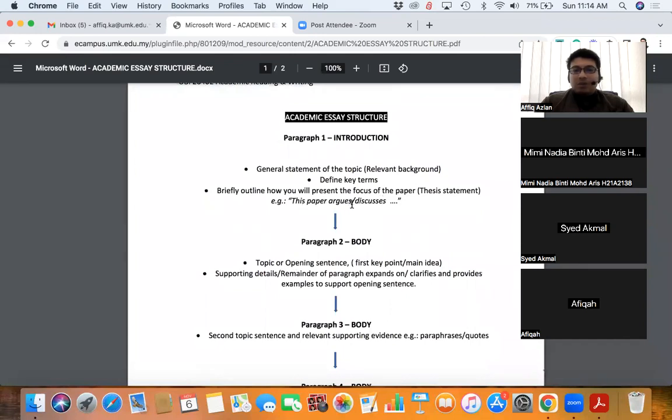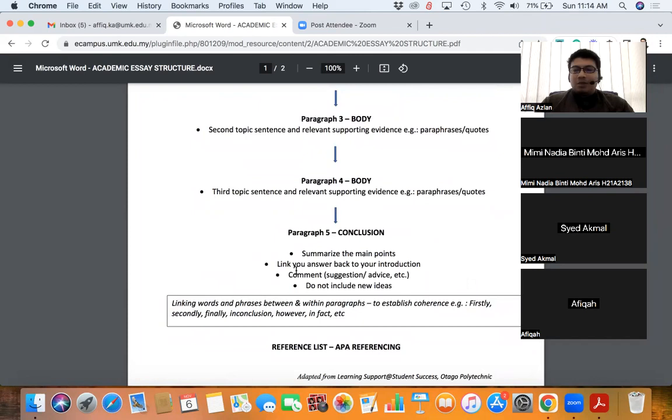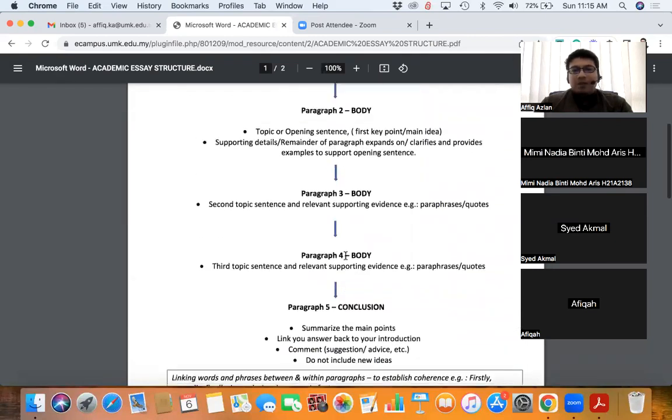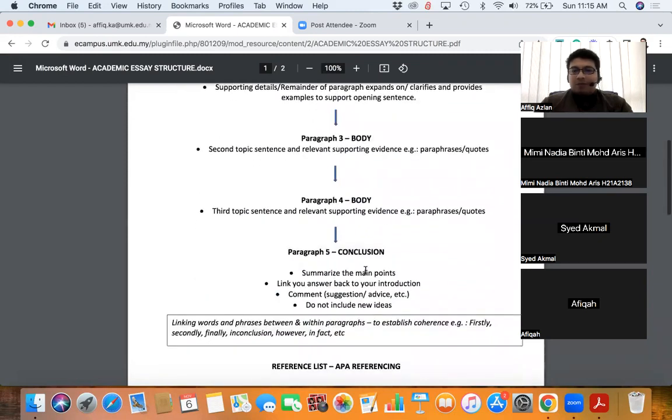So this paper argues about the side effects of vaccines. So for your concluding sentence, you'll say that to conclude, this article has discussed the advantages and disadvantages of vaccination. So you don't cut and paste exactly, but you play around with the words. So once you have done with the concluding sentence, you summarize the main points. So how many points do you have? Let's say you have 4 body paragraphs. That means you have 4 points. You summarize the main points in 1 sentence or 2 sentences.